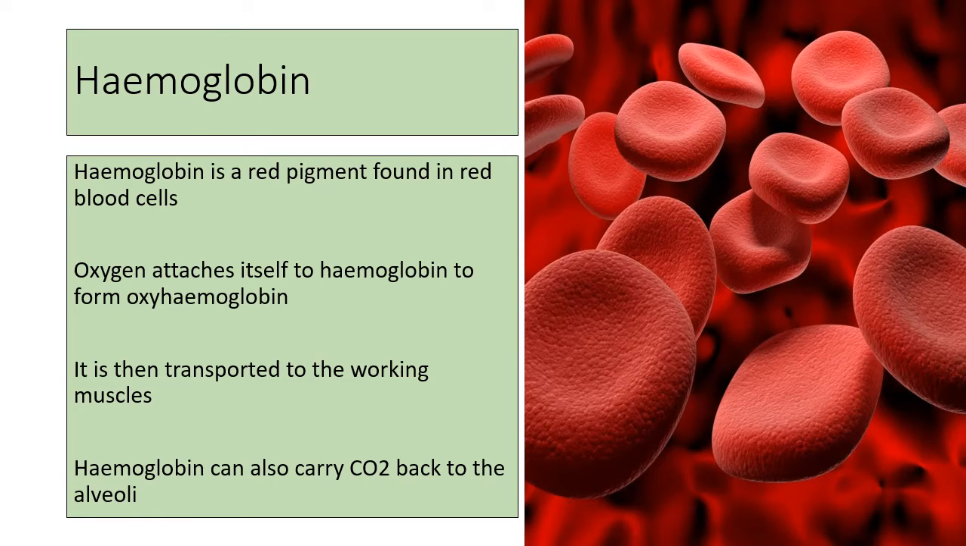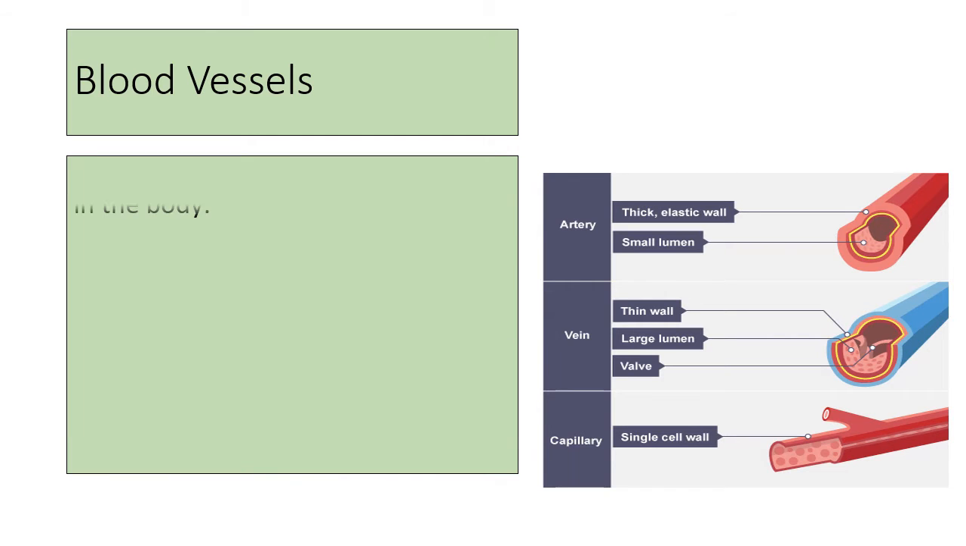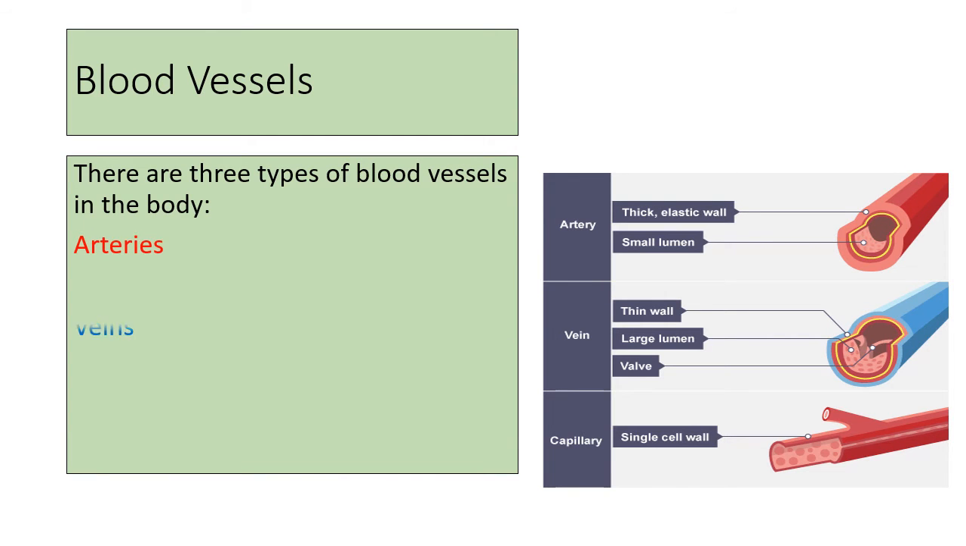Ultimately, it's also worth mentioning that hemoglobin also helps carry CO2 back to the alveoli. So that's an important point that sometimes students can miss. In essence, there are three main blood vessels that you need to know about for this GCSE examination, and they are arteries, veins, and capillaries.